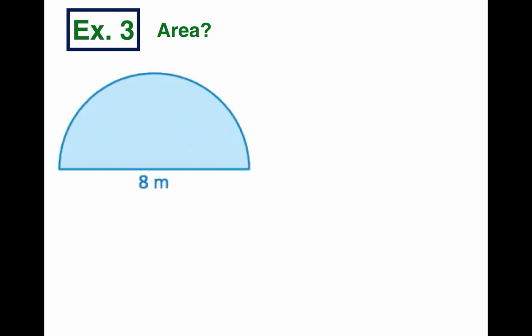Okay, another example here. Example 3. Let's figure out the area of this thing. Oh, what do we got? A semicircle. We got a half circle. Okay. Well, we know how to find the area of a circle now. It's pi r squared. So what do you think we're going to do with a semicircle? Oh, we're just going to divide it by 2. We're going to cut it in half, basically.